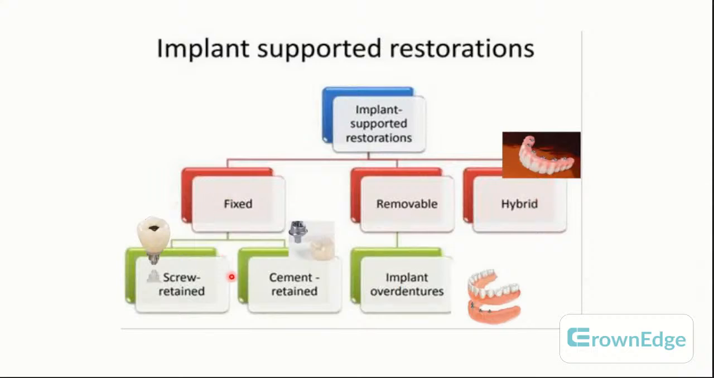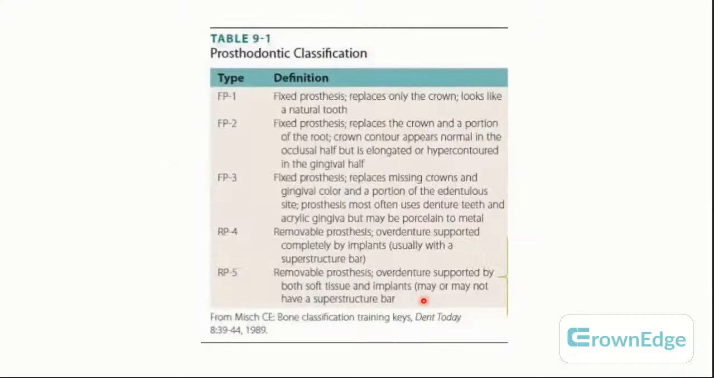The fixed is also subdivided depending upon the mode of retention, as a screw-retained or a cement-retained, whereas a removable is just a normal placement and removal, which has a nice snug fit to the implant components. What you also need to know from a prosthodontic point of view is the Misch classification, which signifies FP1, FP2, FP3, RP4, RP5. There is no FP4, FP5. It's RP4 and RP5. So what you have to know is the difference between these 5. We discussed 2 or 2.5 of those last time, but I'll go through all of it so that you have a clear understanding.